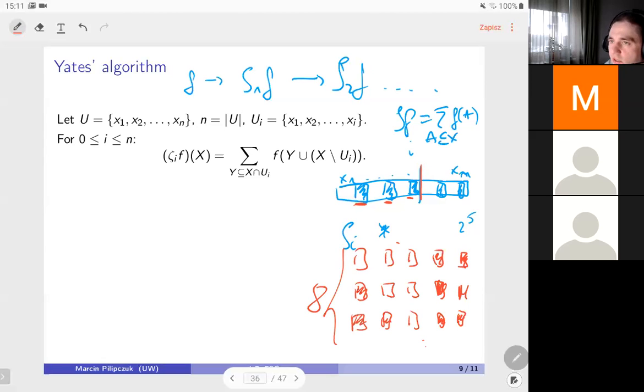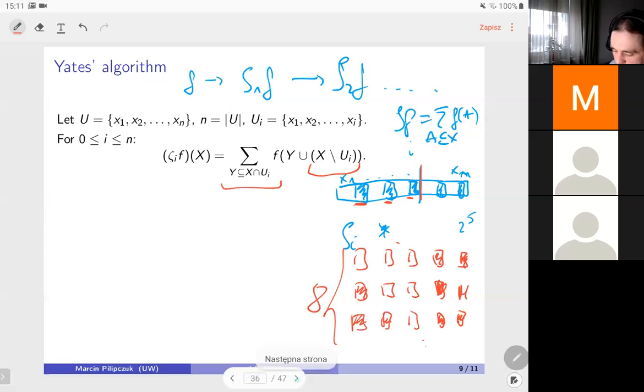This is the definition. What I'm saying here is that zeta I looks at the set X and sums, but allows only taking or not taking elements x1 up to xi, while the rest is fixed. So we are summing over all subsets of X that are within the first I elements of the universe, but I'm keeping the rest fixed. The rest cannot change. Okay, so this is my partial zeta transform.